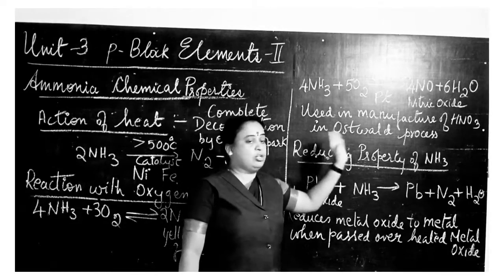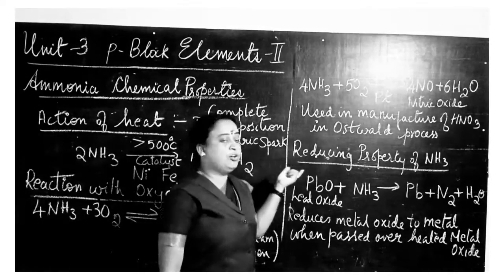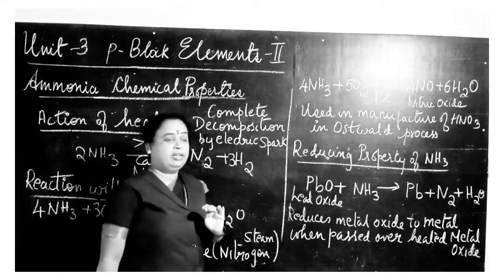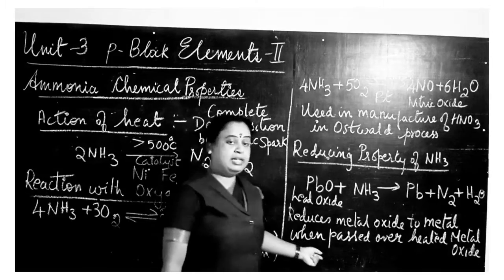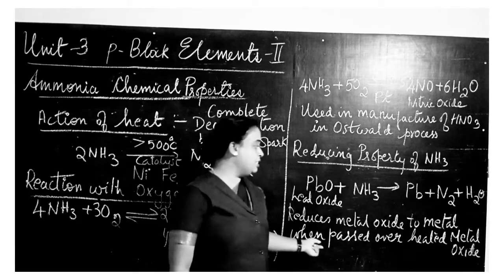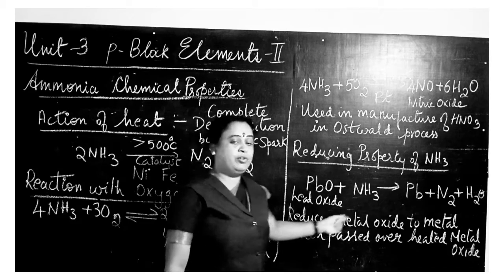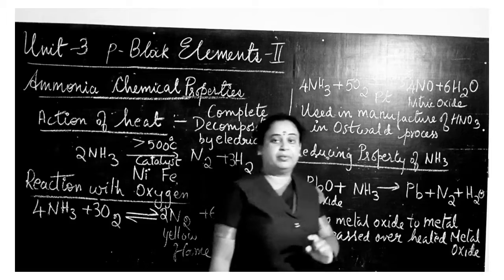Nitric acid, that is the Ostwald process. Now let us look into the next property of ammonia, that is the reducing property. Ammonia acts as a good reducing agent. It reduces metal oxides into metal. When the metal oxide is heated and passed over ammonia, the metal oxide is reduced to metal.